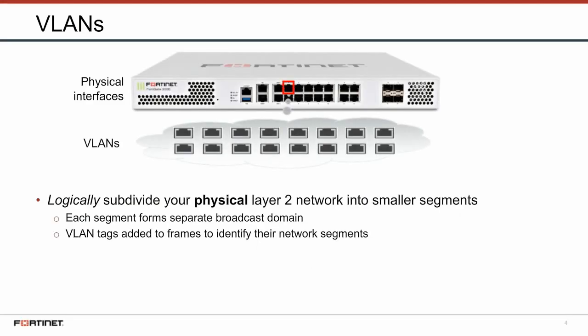VLANs split your physical LAN into multiple logical LANs. In NAT Operation Mode, each VLAN forms a separate broadcast domain. Multiple VLANs can coexist in the same physical interface, provided they have different VLAN IDs. In this way, a physical interface is split into 2 or more logical interfaces. A tag is added to each Ethernet frame to identify the VLAN to which it belongs.